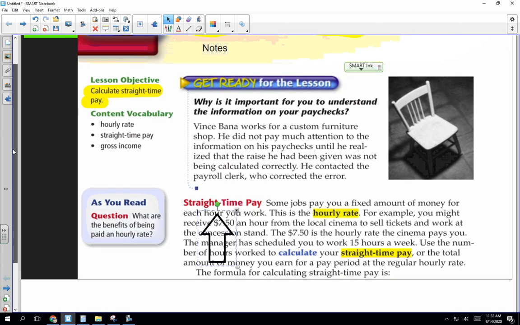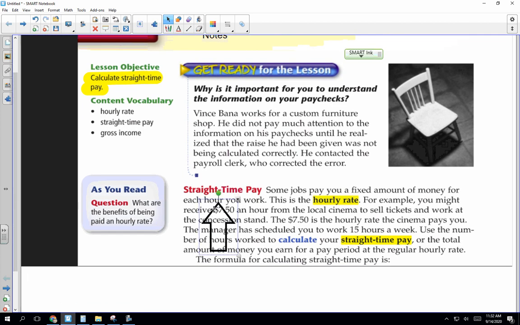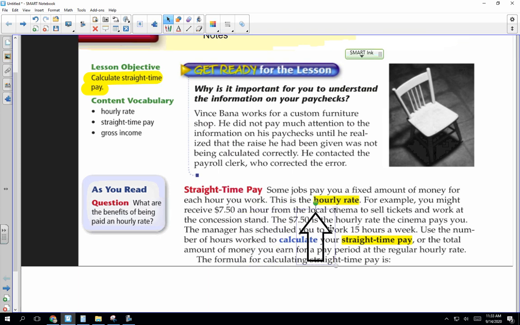So the first thing I want to draw your attention to is the straight time pay definition here. Some jobs pay you a fixed amount of money for each hour you work. This is the hourly rate. For example, you might receive $7.50 an hour from the local cinema to sell tickets and work at the concession stand. The $7.50 is the hourly rate the cinema pays you. The manager has scheduled you to work 15 hours a week.